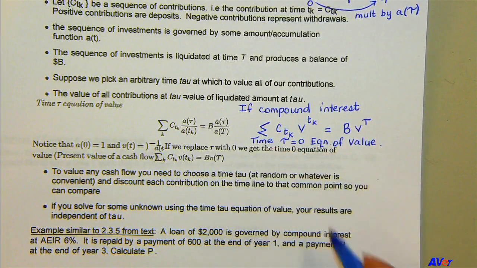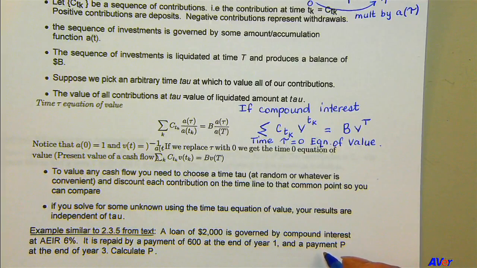Then it says, to value any cash flow, you need to choose a time tau at random or whatever is convenient for you, and discount each contribution on the timeline to that common point so you can compare. If you solve for some unknown using the time tau equation of value, your results are independent of tau. I'm going to show you by the next example by doing a time 0 equation of value and by doing a time 1 equation of value, and your answer will be exactly the same. So let's look at the example.